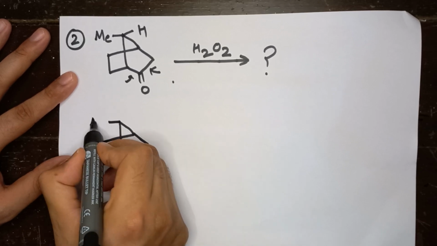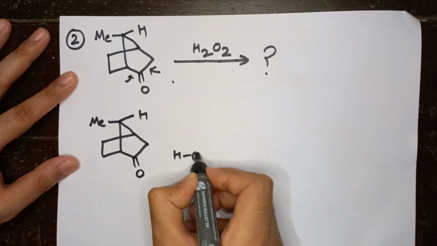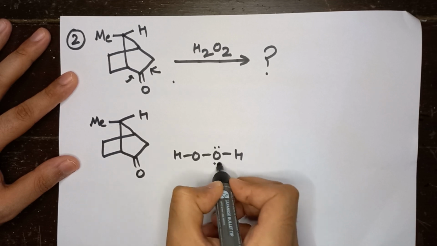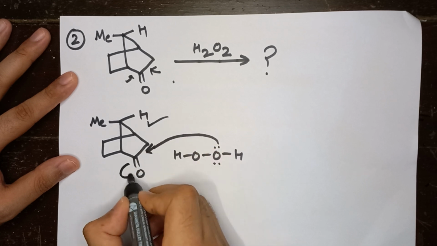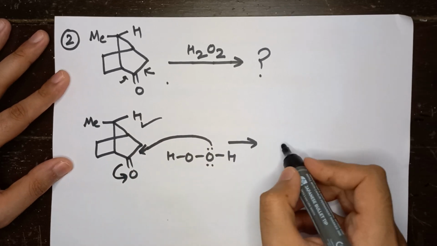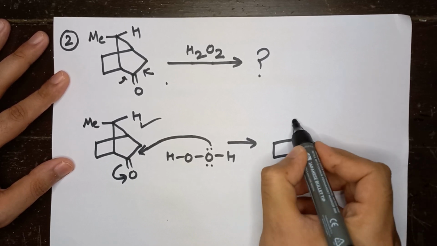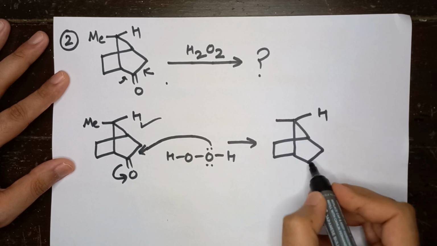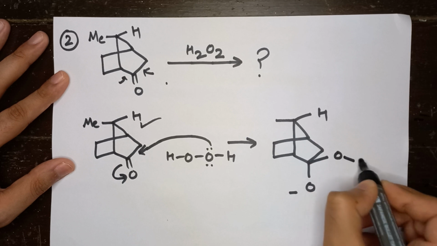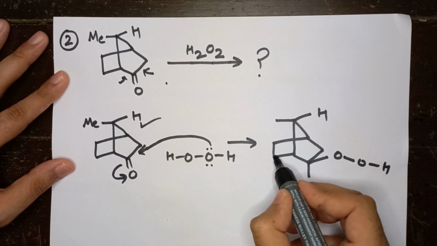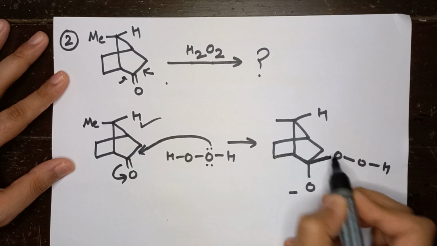So we have a methyl here and hydrogen in the right side. We have a carbonyl. H2O2 can comfortably attack from the right side because hydrogen is present in the right side, and this bond is going to break. So this will give me methyl here, hydrogen here. O minus is going to be below the plane. We have OOH. Now this is my anti position.